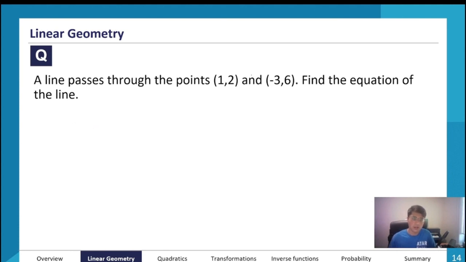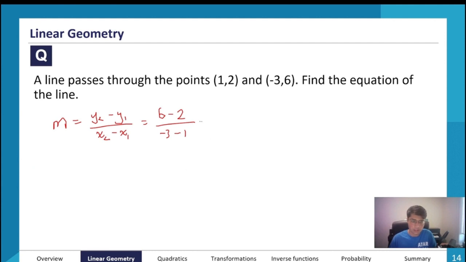So first off, we want to find the gradient of the line, the m value. So we start off by saying, m is equal to y2 minus y1 over x2 minus x1. Now that's going to be equal to 6 minus 2 over, we've got negative 3 here, we'll put negative 3 down, minus 1.